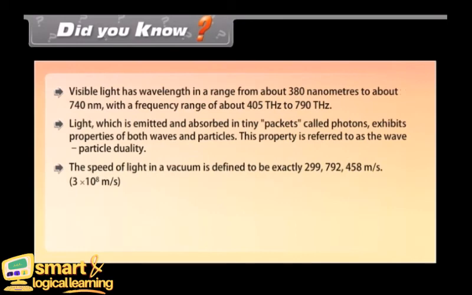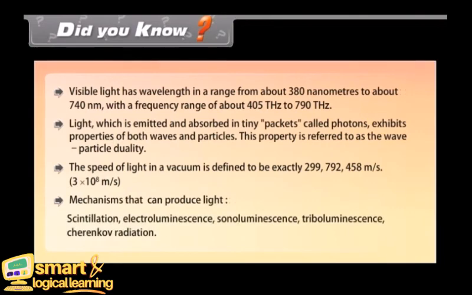The speed of light in a vacuum is defined to be exactly 299,792,458 meter per second, that is 3 into 10 raised to the power 8 meter per second. Mechanisms that can produce light. Scintillation, electroluminescence, sonoluminescence, triboluminescence, Cherenkov radiation.